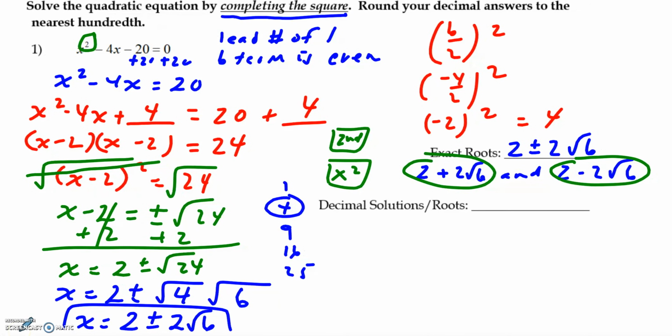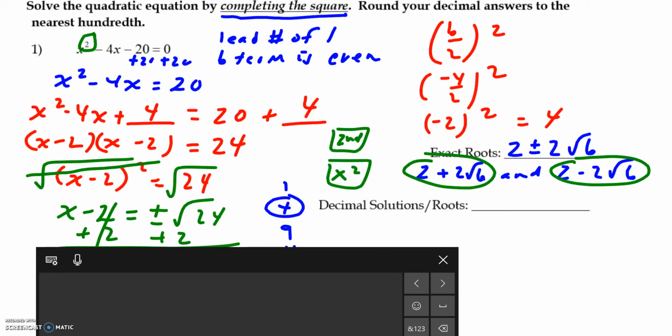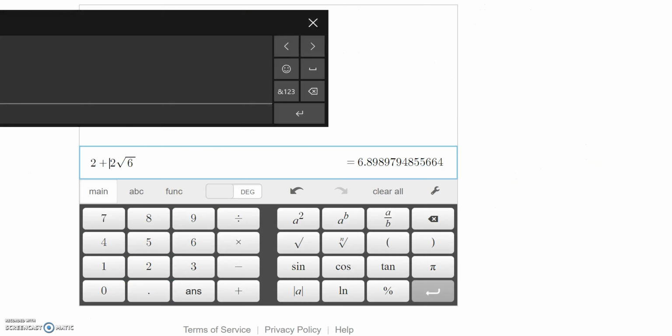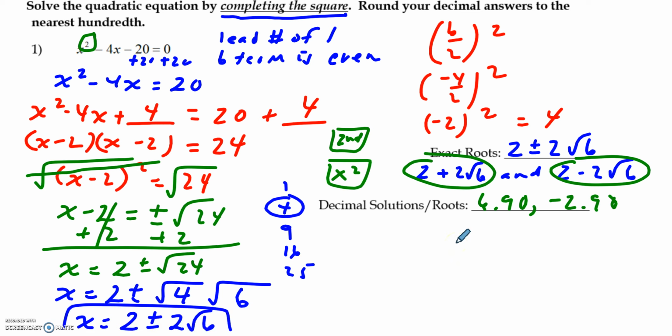Now, because I'm on my computer, I'm going to go ahead and use Desmos to find the decimals. So if I bring that up and type in 2 plus, sorry about this box, 2 root 6. Looks like one of my answers over here is 6.89, which is about 6.90 if we're going to round that. So one of my answers is 6.90. And then if I go back to Desmos here, and then instead of plus, I have minus, it looks like I have -2.90 about. So if we go back here, -2.90. Those would be my two answers as decimals.